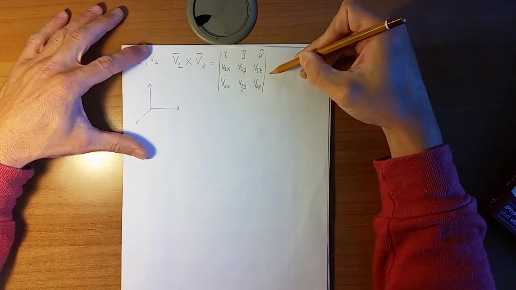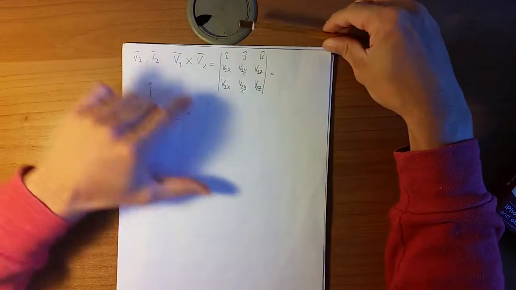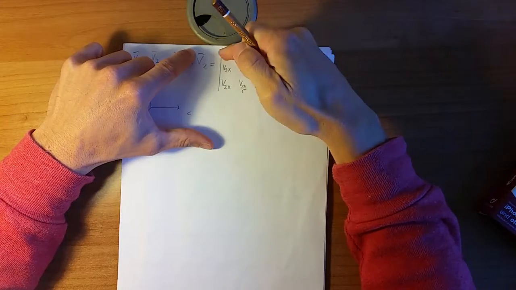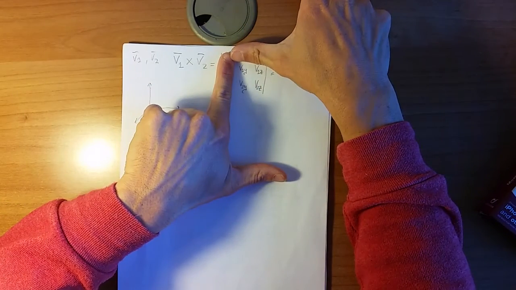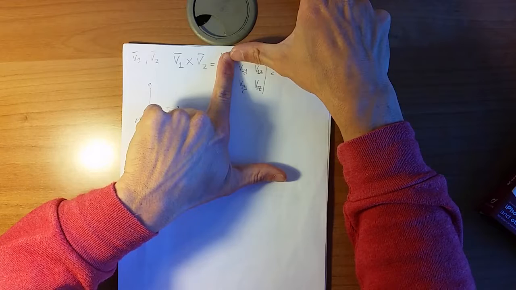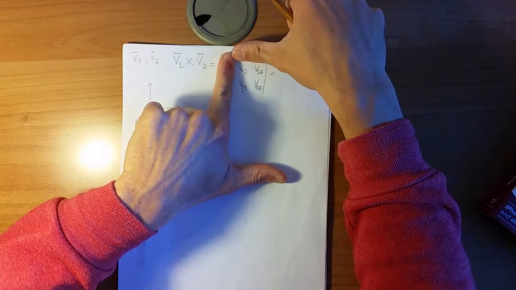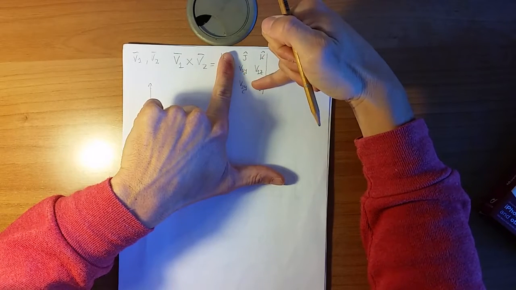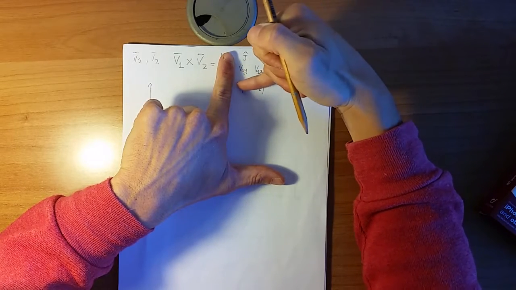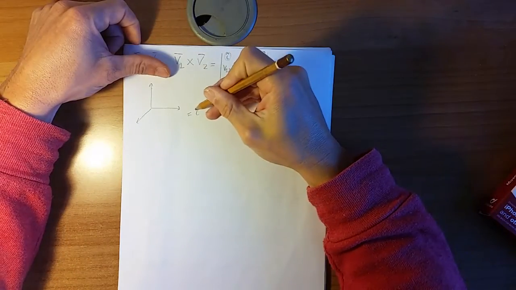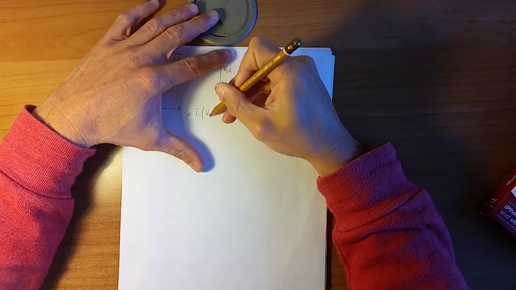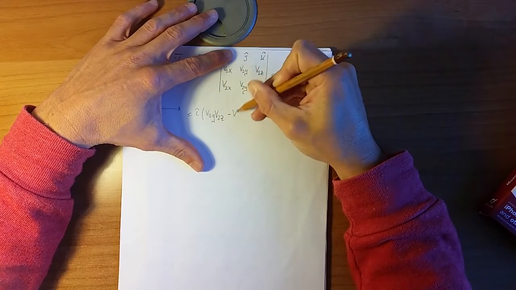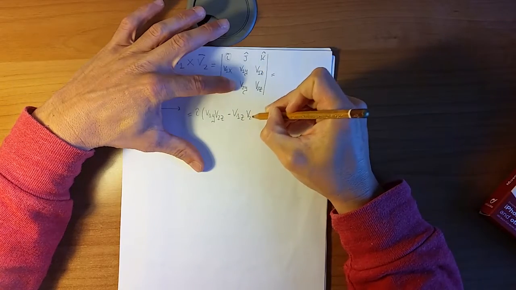And how do we compute this determinant? Well, the rule is the following. We expand it according to the first row. This is the Laplace rule. We start from this point here. We erase the first row and the first column, and then take the determinant of this submatrix. And this is easy to do because we have to multiply this term by this term and then subtract this term multiplied by this one. So it's i multiplied by v1y v2z minus v1z times v2y.